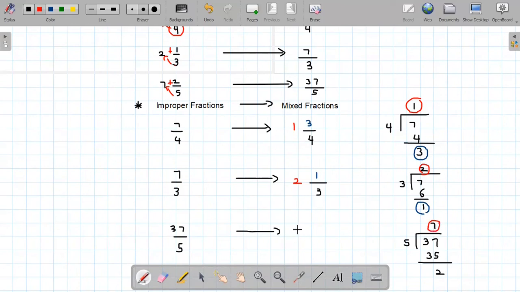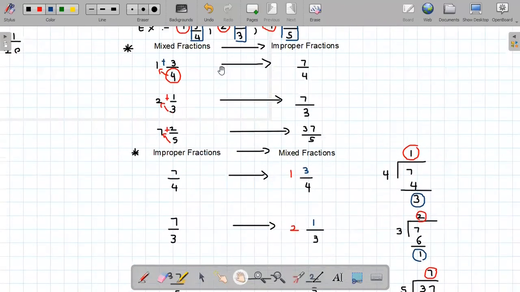Right? Here, this 7, I am going to put it as the whole number. Then I'm not going to change the denominator. Then the last thing I'm going to do is put this remainder as the numerator, like this, right? So this is the way of converting improper fractions into mixed fractions, right? So now we have discussed how to convert mixed fractions into improper fractions and improper fractions into mixed fractions, right?